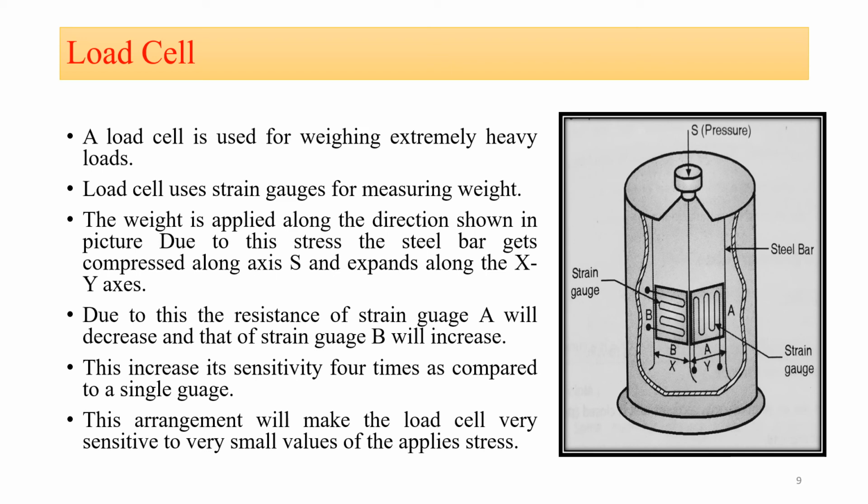Due to this stress the steel bar gets compressed along the axis S and expands along the XY axis, and due to this the resistance of strain gauge A will decrease and that of strain gauge B will increase. This increases the sensitivity 4 times as compared to a single gauge, and this arrangement makes the load cell very sensitive to very small values of applied stress. Now this is the working principle of the load cell.